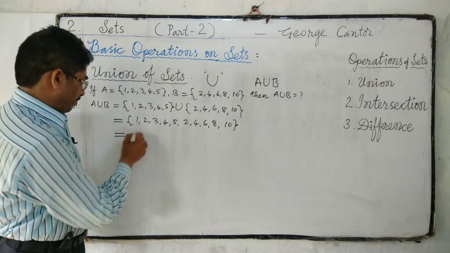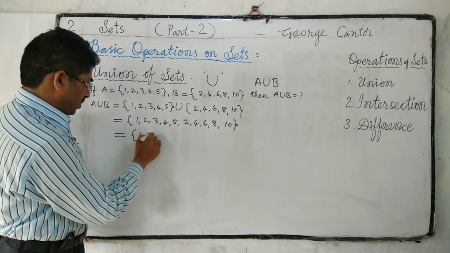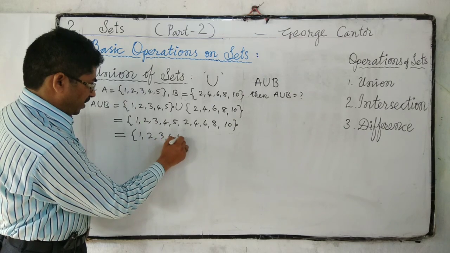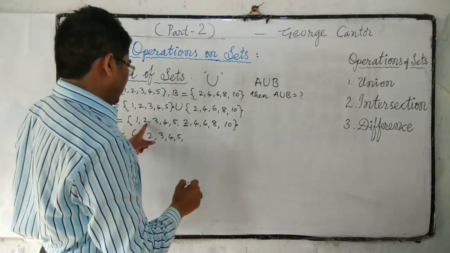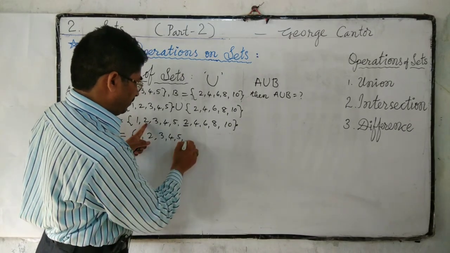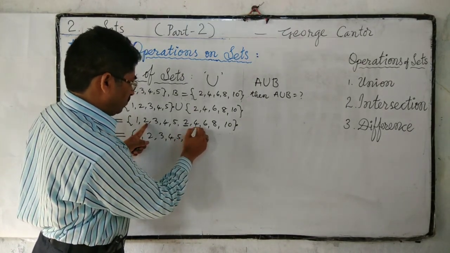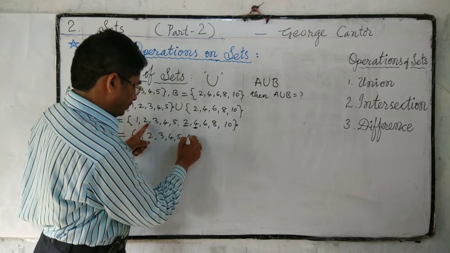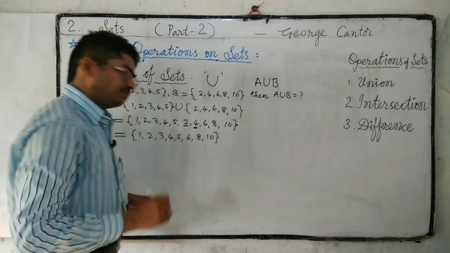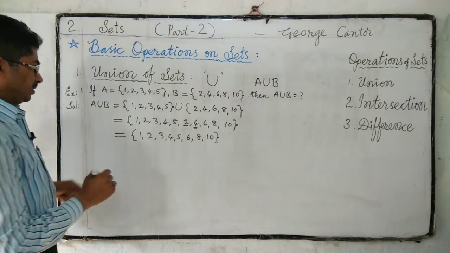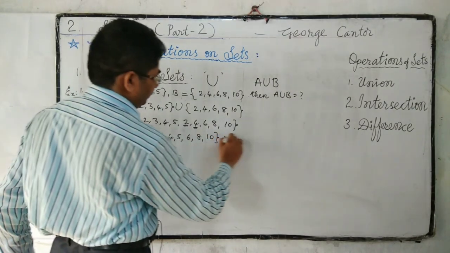In this, 1, 2, 3, 4, 5, this 2 is repeated, so that's why we have to write it one time only. 4 is also repeated. Next 6, 8, 10. So this is A union B.